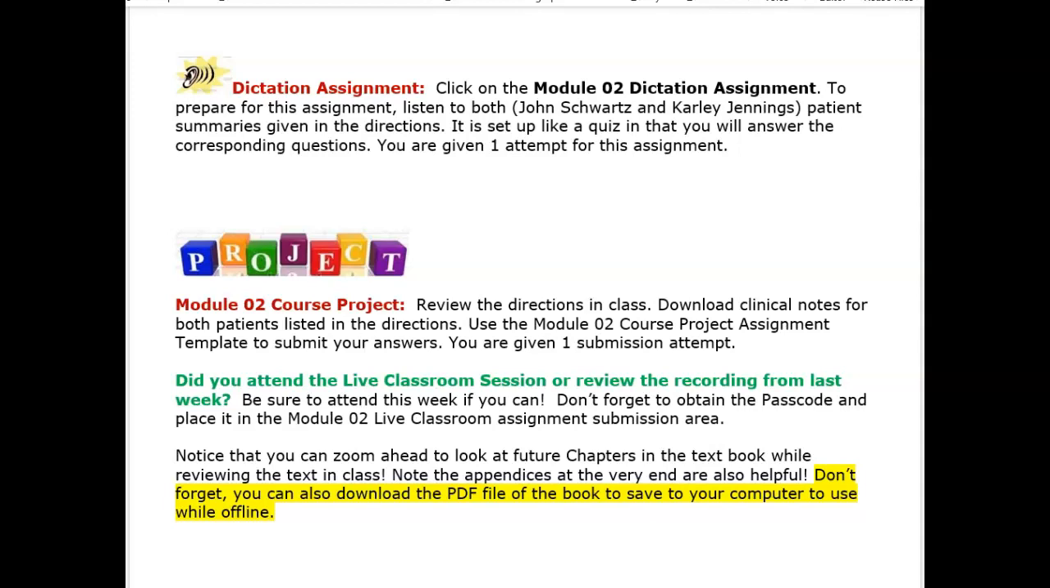Now, the course project, you're also going to review the directions in class. You're going to download the clinical notes for both patients listed, and then you're going to use the Module 2 course project assignment template to submit your answers. You are also given one submission attempt, so make sure you are very sure about your answers before you submit that document.